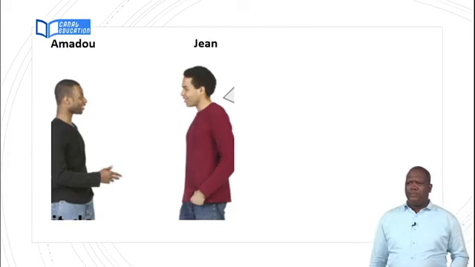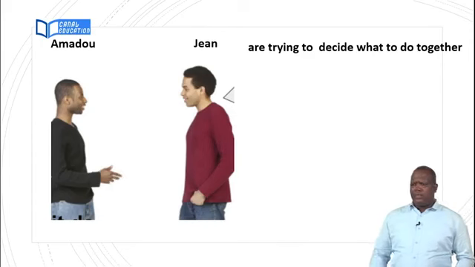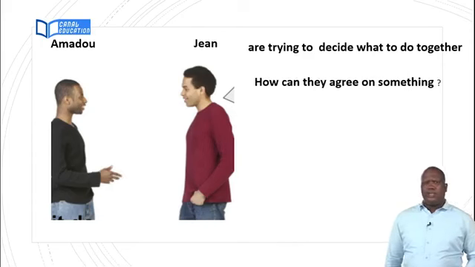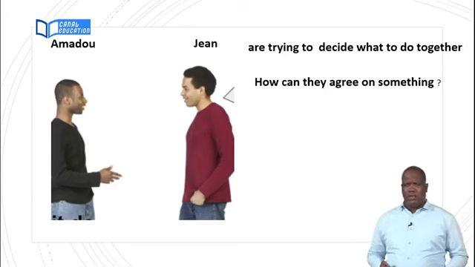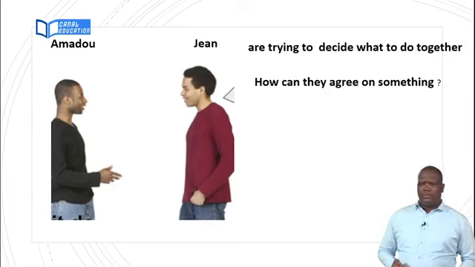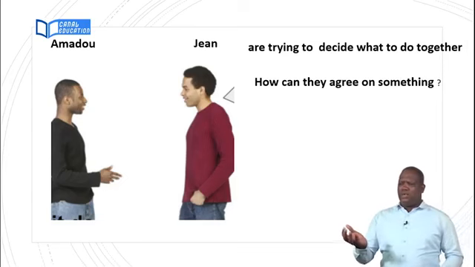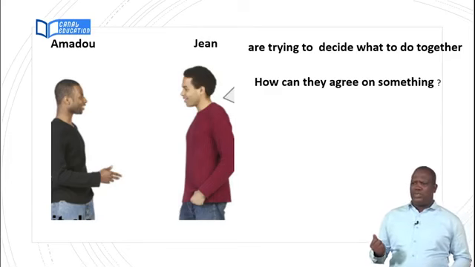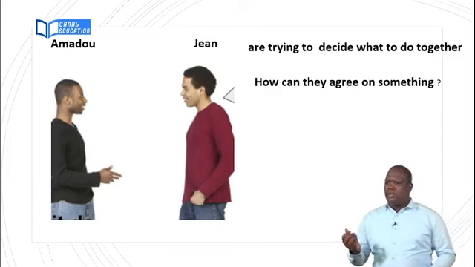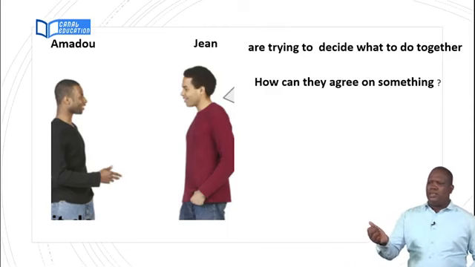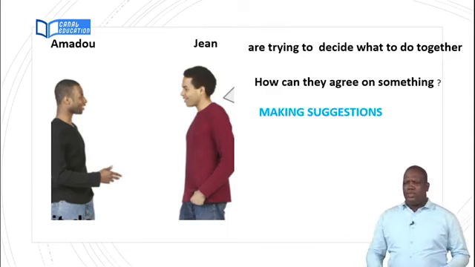Today we're going to see a communication lesson about making, refusing and accepting suggestions. Two friends, Amadou and Jean, are trying to do something together. So how can they agree on something to do? They're going to propose. Okay. Do you have another word for propose? Suggestion. All right. That's great. They are going to make suggestions.